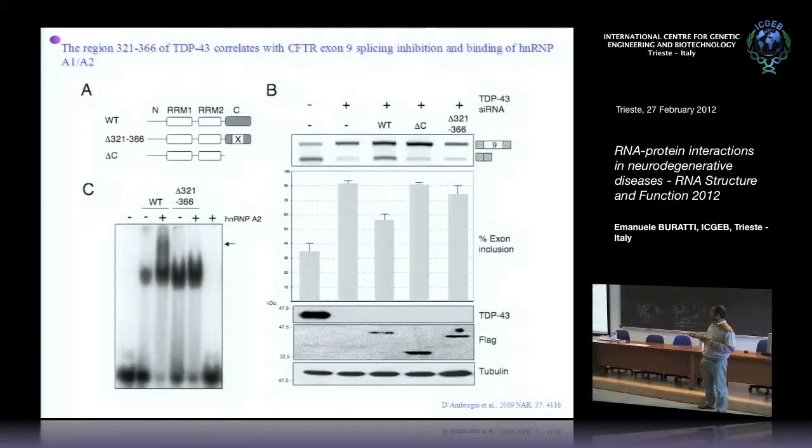then using selective deletions in the C-terminus, we ended up with a sequence that goes from residues 321 to 366, that when we deleted, we also could not recover the skipping ability, and this deletion was associated with an inability of binding of TDP43 to these HNRNP factors. So this was the proof that, at least functionally, the interaction between TDP43 and these other HNRNP proteins that belong to the A/B family is actually relevant for splicing.